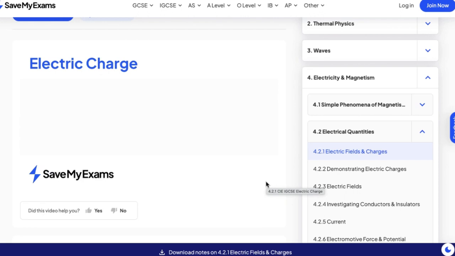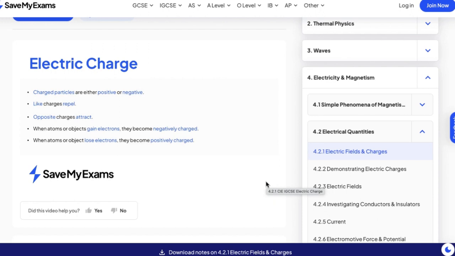In summary, charged particles are either positive or negative. Like charges will experience repulsion, and opposing charges will experience attraction. When atoms or objects gain electrons, they gain negative charge, and therefore they become more negative. They become negatively charged. When atoms or objects lose electrons, they lose negative charge. Therefore, they become less negative.